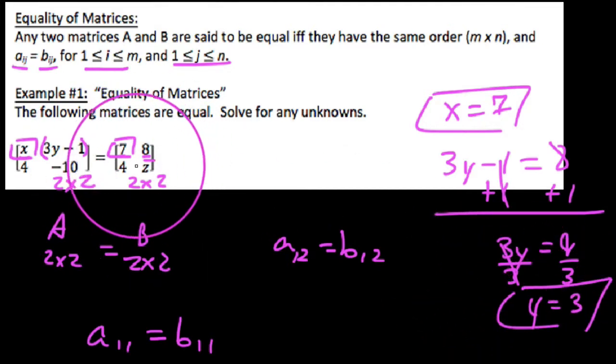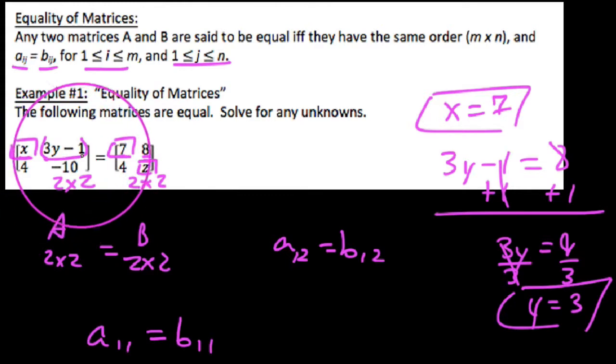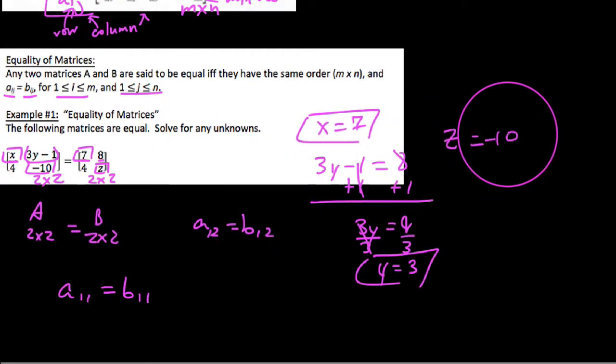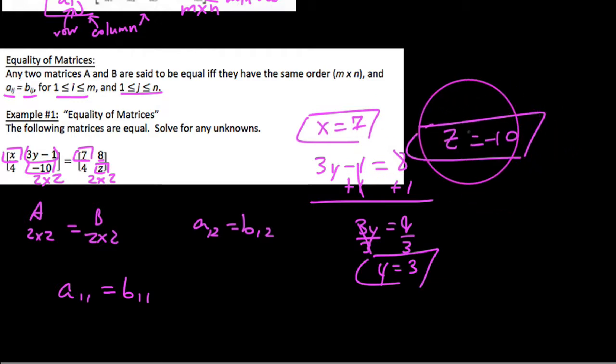And then last but not least, this z right here has to be the same thing as negative 10, just because they occupy the same spaces and by the definition of equality of matrices. They have to have the same order, and corresponding entries are equal to one another if they are equal.